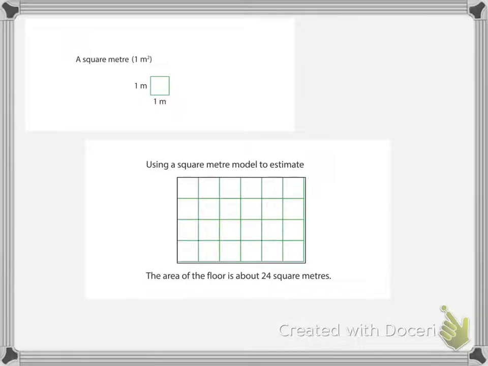It is the same when working with meters. We would say that this square is 1 square meter. And then we see the model of the rectangle. There are 24 square meters in that rectangle. Again, I could count each of the squares individually. I could skip count them, or I could multiply the two sides, 4 times 6.